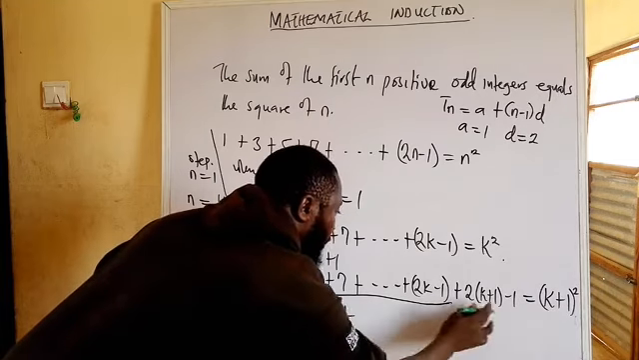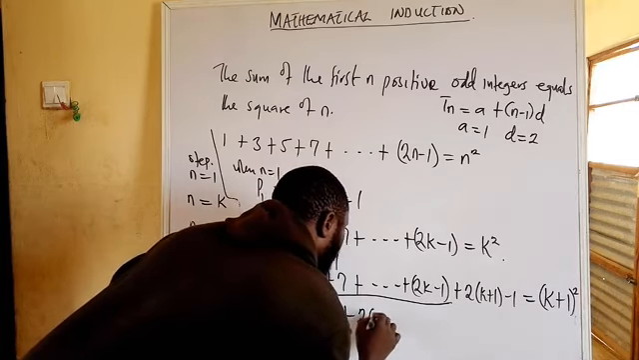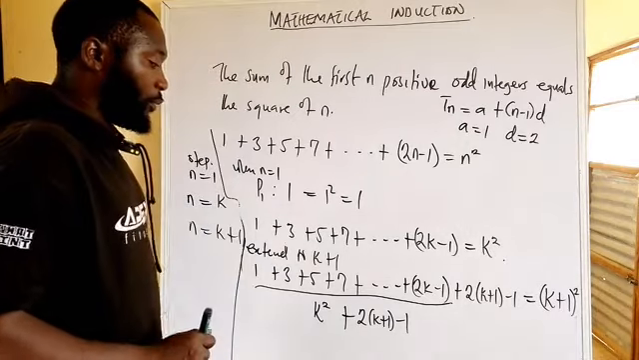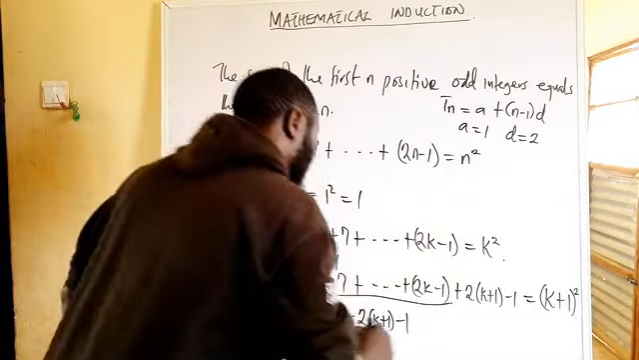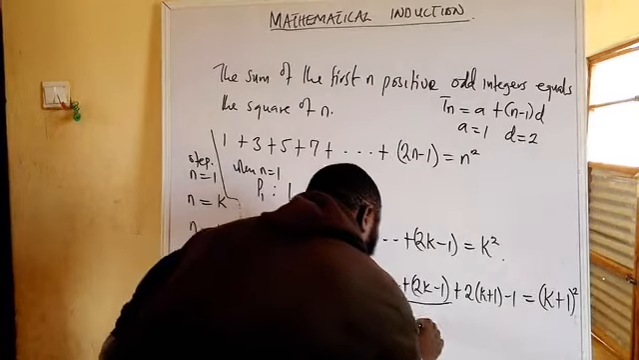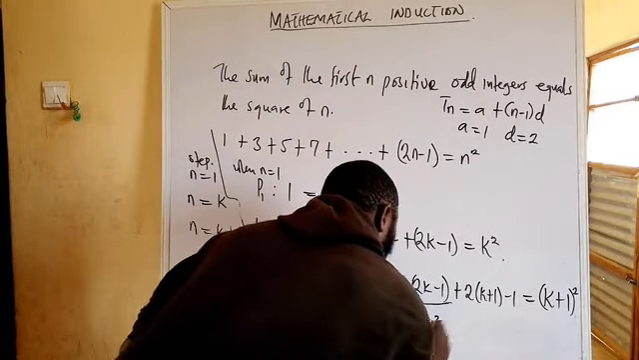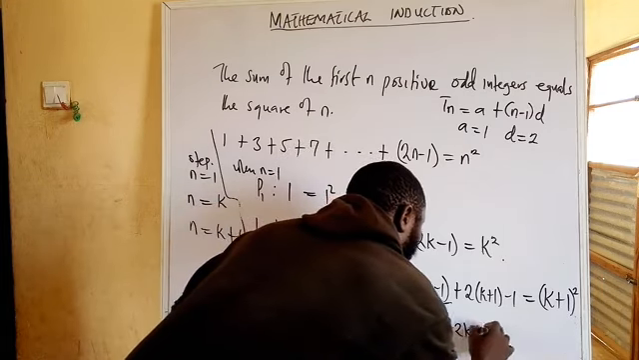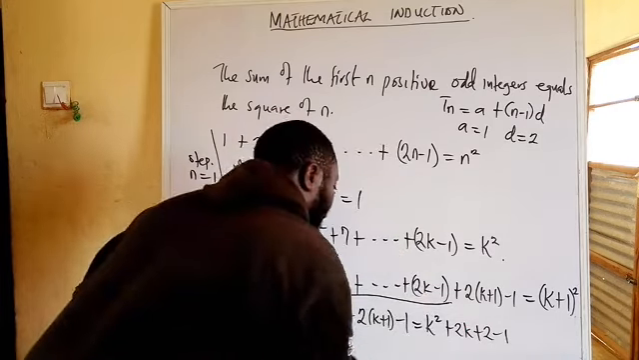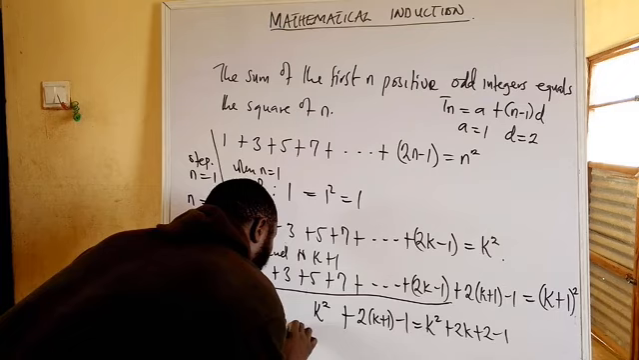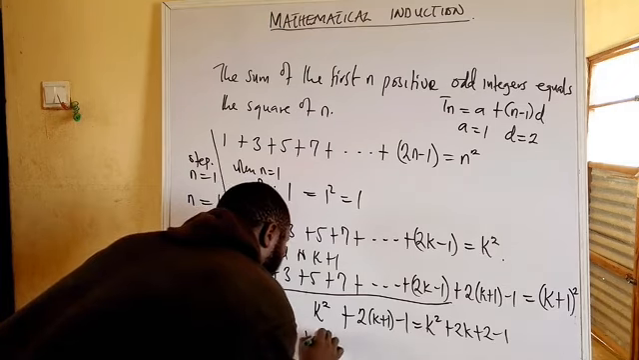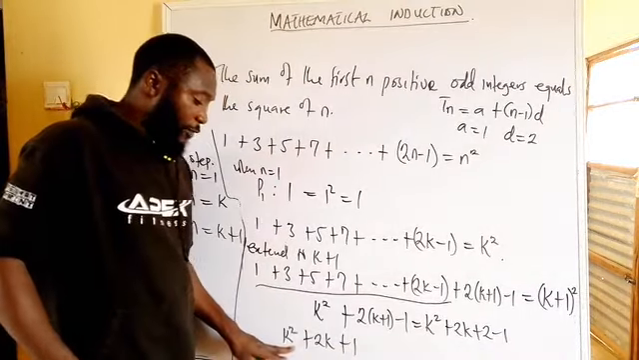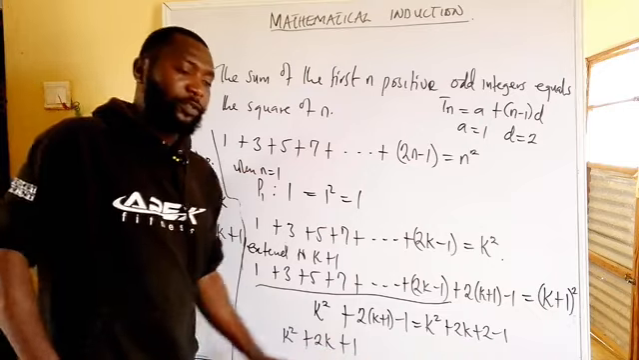I can open the bracket. Okay, let me just write first. 2 open bracket k plus 1 minus 1. Now let's open the bracket. We have k squared. Open this bracket, that's plus 2k plus 2 minus 1. Simplify this further, we have k squared plus 2k plus 1. Now look at what we have. We have k squared plus 2k plus 1.